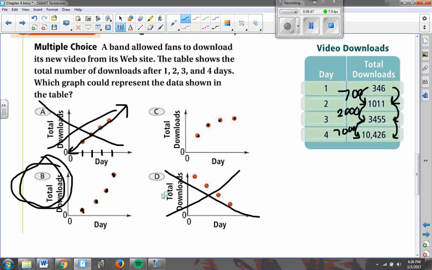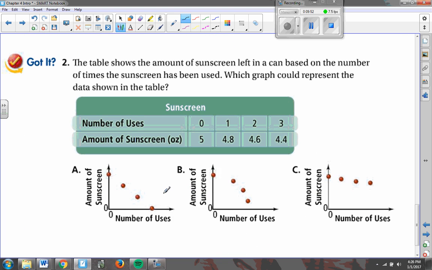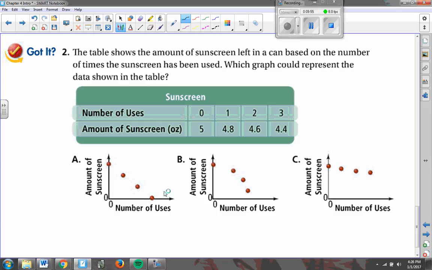Okay? I'd like you to use that same logic and take a look here at these number of uses and the amount of sunscreen left in your tube, or in your can, I suppose, based on the number of times the sunscreen has been used. Number of uses 0, 1, 2, 3.